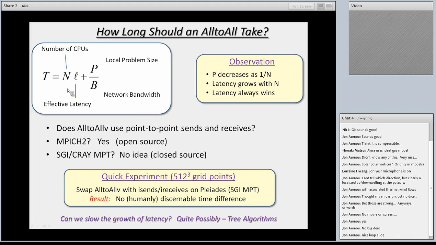So I just did a quick experiment on Pleiades, and I swapped out the all-to-all we use in the code with Isends and Irecvs, and what I found was that you couldn't really tell the difference. So it must be doing something like that. Okay. So can you slow the growth of latency? And you can, just at the expense of bandwidth.